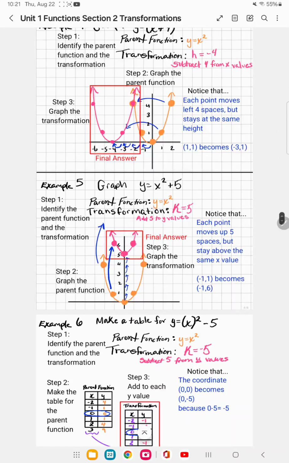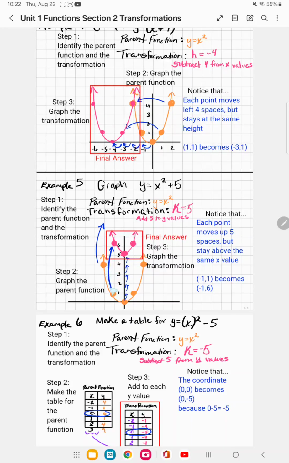Example 5. Graph y equals x squared plus 5. New transformation now, same parent function, y equals x squared. But now it's outside of the parentheses and it's addition, so that means it's k. So k equals 5. What we're going to do is add 5 to the y values. So for a graph, it's going to move all the y values up 5 spaces.